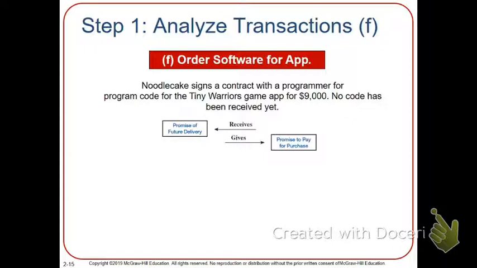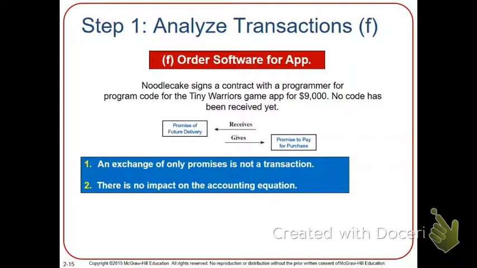Noodlecake signed a contract with a programmer for a game called Tiny Warriors for a game up of $9,000. No code has been received yet. What would we do? That's an interesting one. Is that a transaction that they signed, but they didn't do it yet? They didn't do it yet, did they? And did they get the money yet? Nope. They didn't get the money, and they didn't do it.